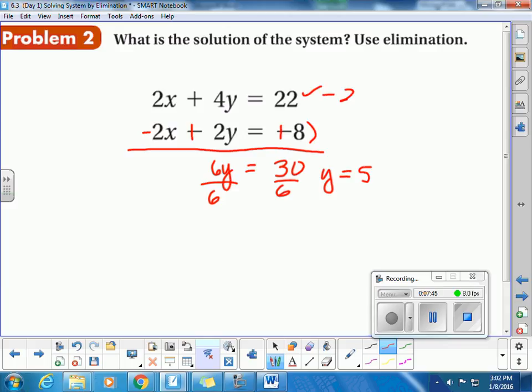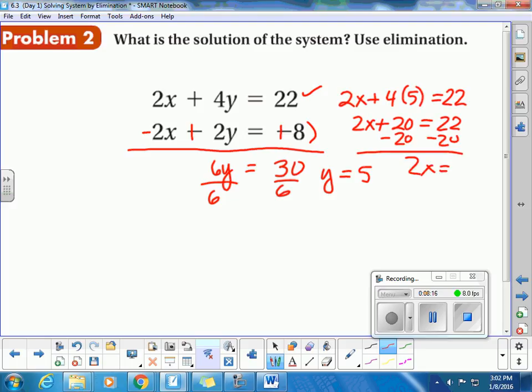So we get 2, excuse me, that looks like a minus and it's not. So we get 2x plus 4 times our 5. Is that 22? That is 22, so we have to solve and get it. 2x plus 20 equals 22. We're going to subtract 20 from both sides, and we get 2x equals 2. So x, if we divide by 2, should equal 1. So our ordered pair is 1, 5.